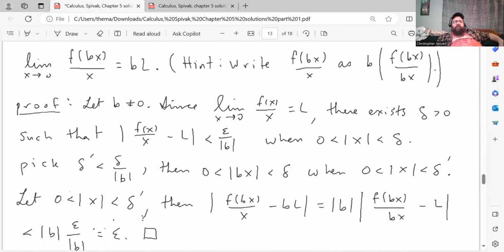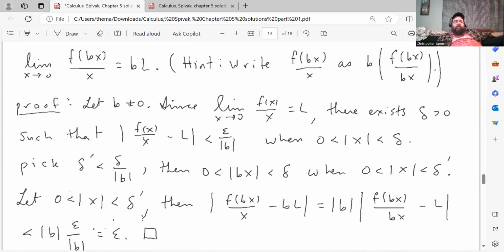So here, assume that b is not 0. Then since the limit as x goes to 0 of f of x over x is equal to L, that means that there exists delta greater than 0 such that absolute value f of x over x minus L is less than epsilon over b when 0 is less than absolute value x less than delta for some positive delta.